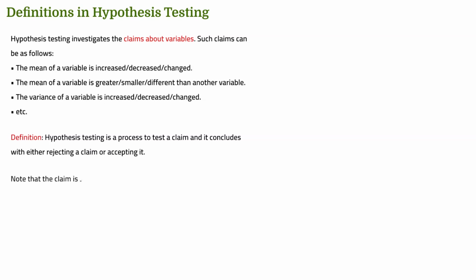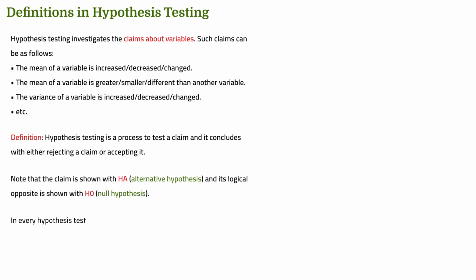it. Note that the claim is shown with HA, the alternative hypothesis, and its logical opposite is shown with H0, the null hypothesis. In every hypothesis testing, one should state H0 and HA first, which dictates the setting and shows how to proceed with the testing.